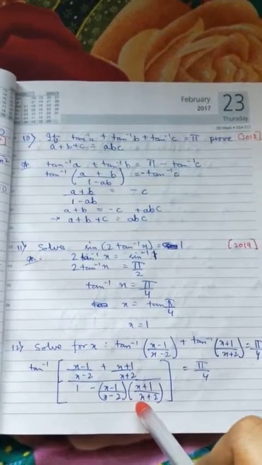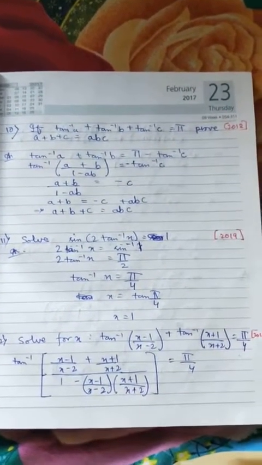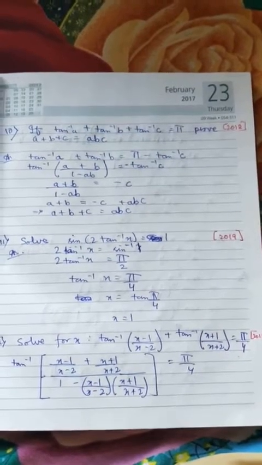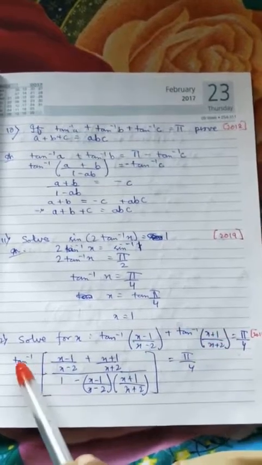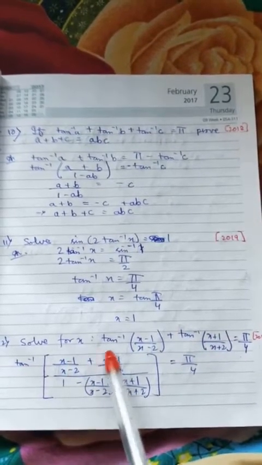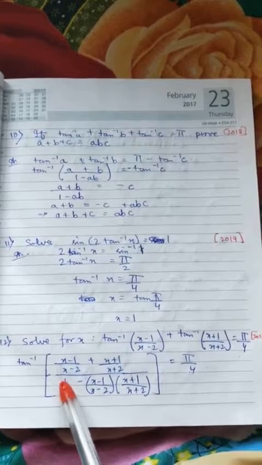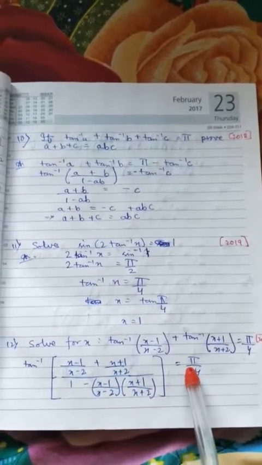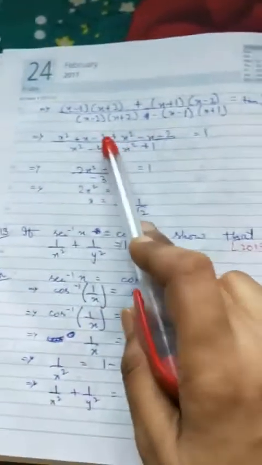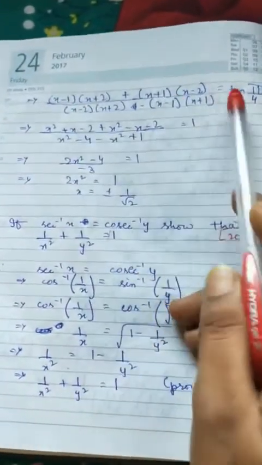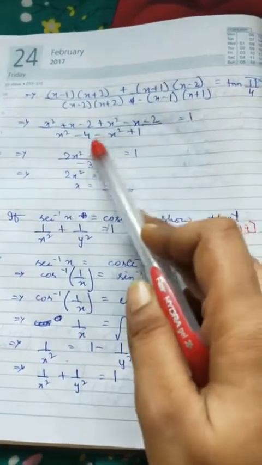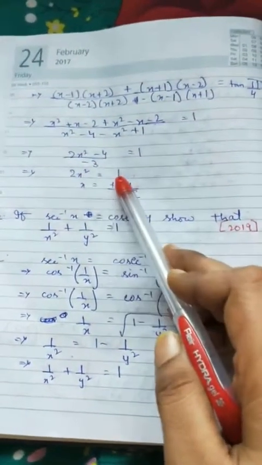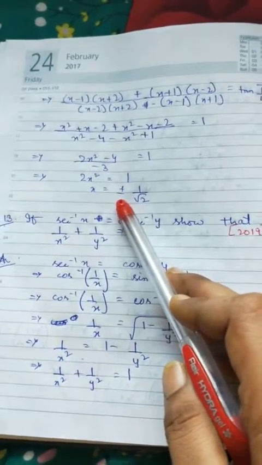Another question from 2019, we have tan inverse this plus tan inverse this is equal to pi by 4. We take this as A and this as B. Applying the formula, we get tan inverse of (A plus B) whole divided by (1 minus A into B) is equal to pi by 4. So this is the simplification, and that is equal to tan pi by 4, which is equal to 1. Further simplification gives me 2x square is equal to 1. So x is equal to plus minus 1 by root 2.